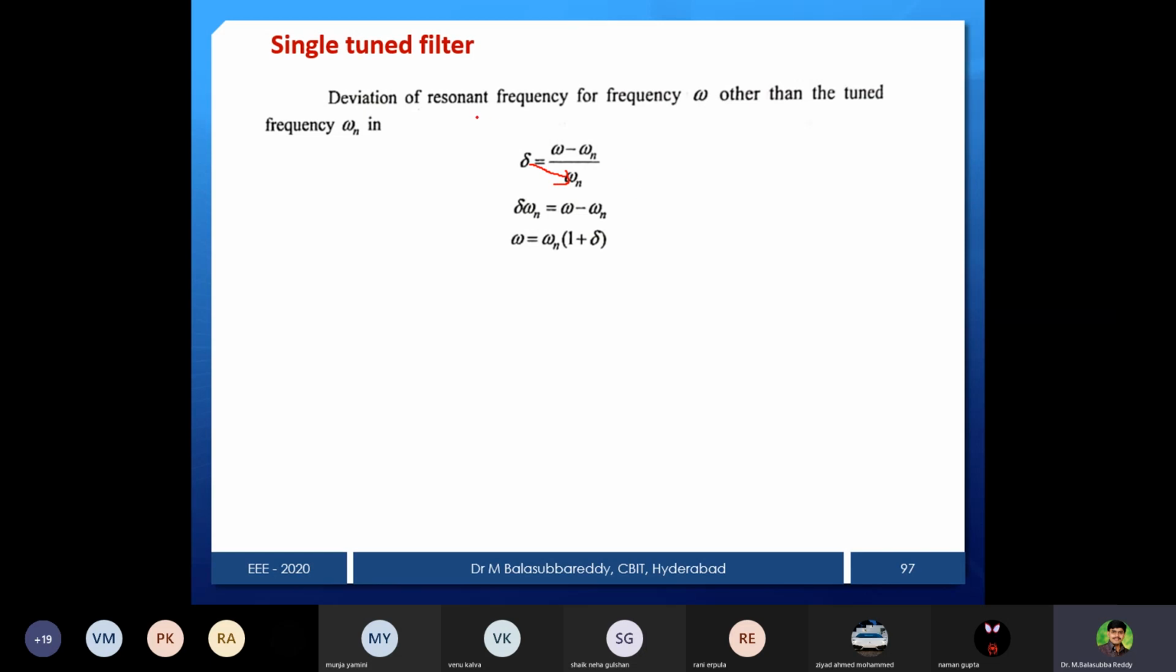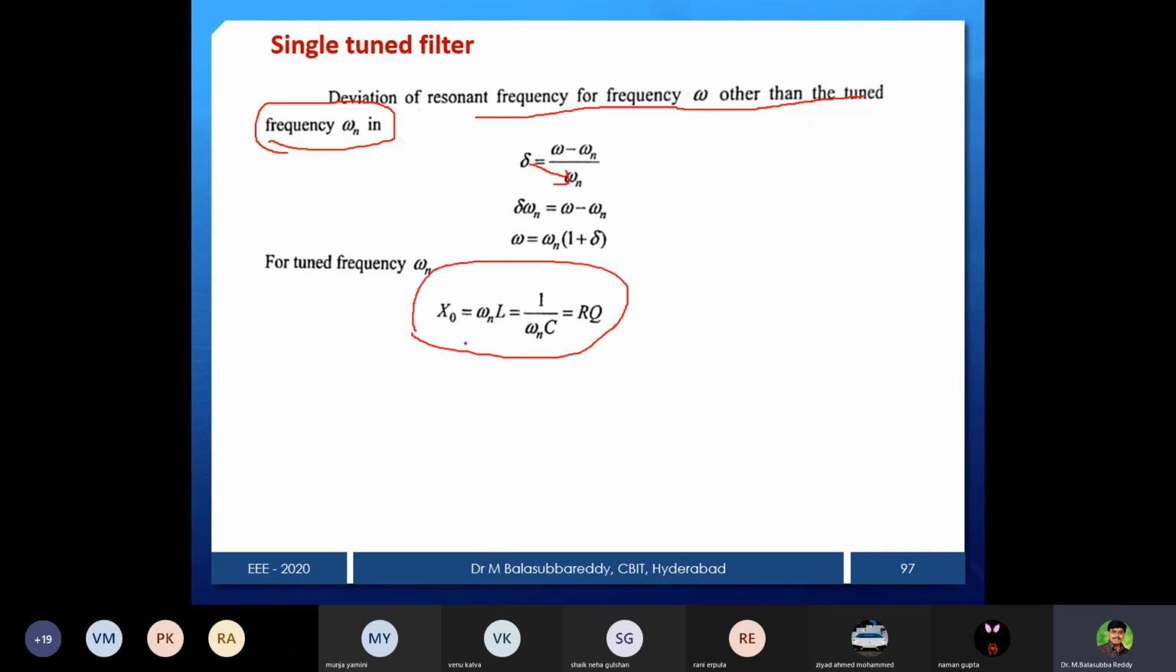What is the difference? It is the deviation from resonance for a frequency omega other than the tuned frequency. So there is a change other than the tuned frequency that we can consider, for our source side or maybe the filter side. For the tuned frequency omega n, I can represent X naught is equal to RQ, and C is equal to this one, which we got from this expression.